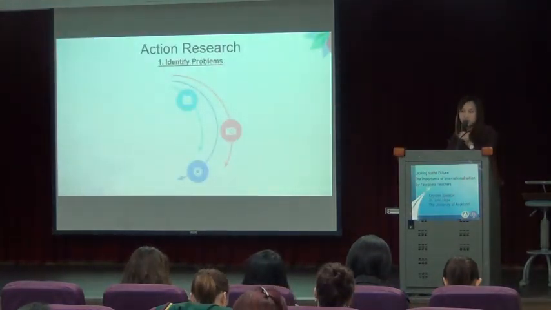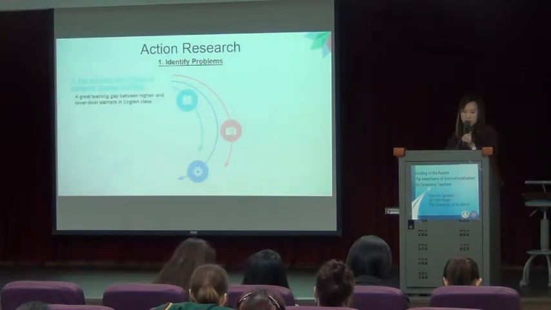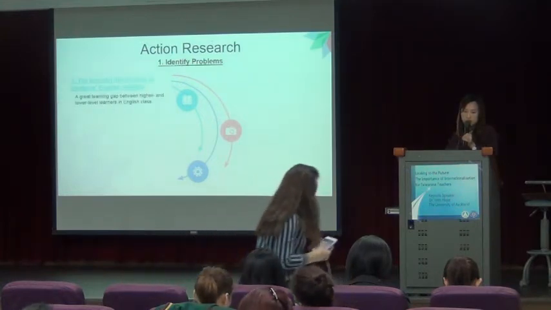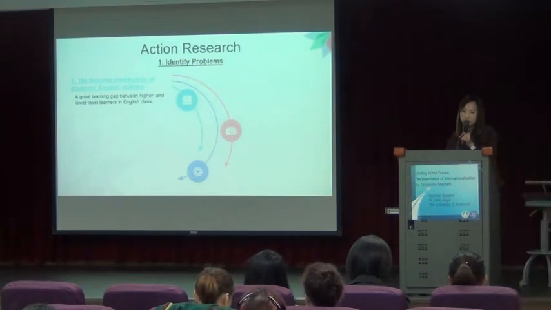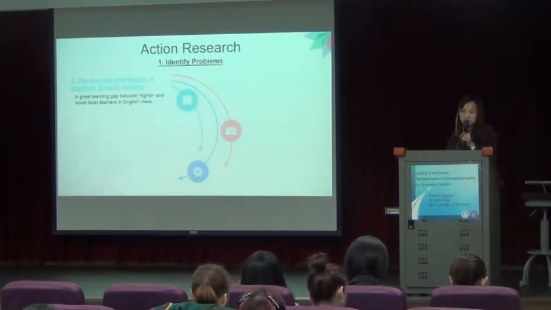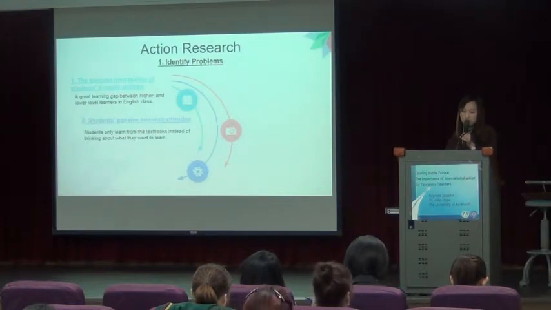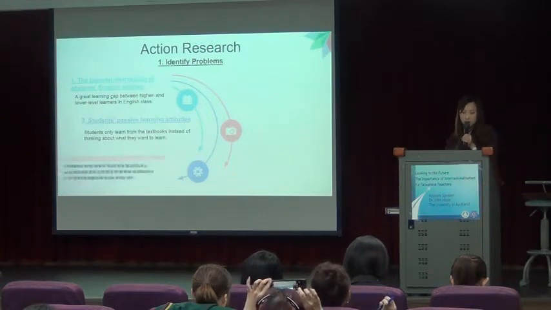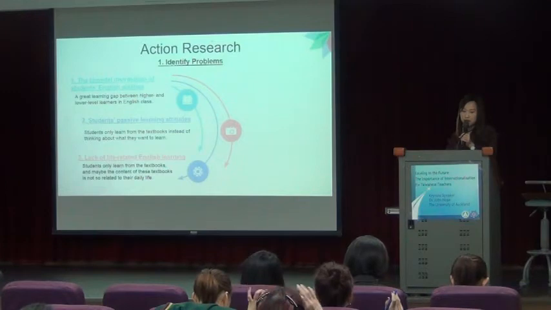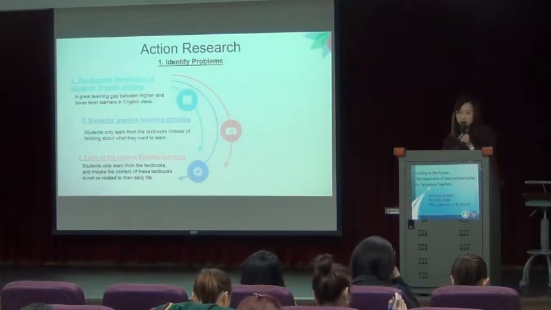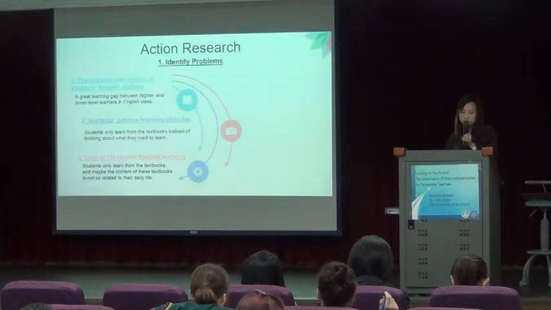Actually, there are some problems in my classroom. The first one is the bimodal distribution of students' English abilities. There is a great learning gap between higher and lower level learners in my English class. And also, they don't show positive learning attitudes because they only learn from the textbook instead of thinking about what they want to learn. Also, they lack life-related English learning context because they only learn from the textbook, so maybe the content of this textbook is not so related to their daily life.